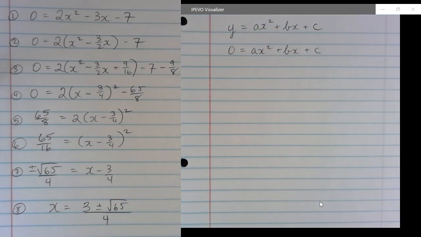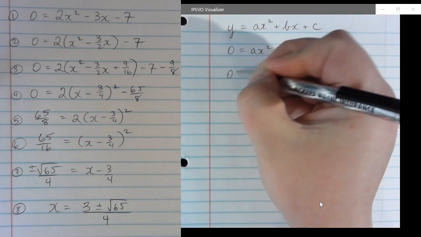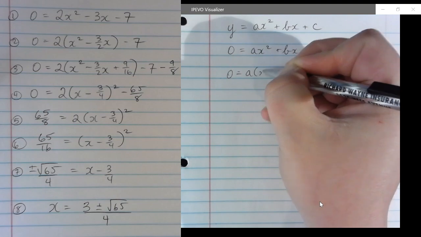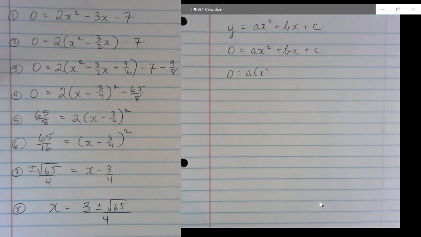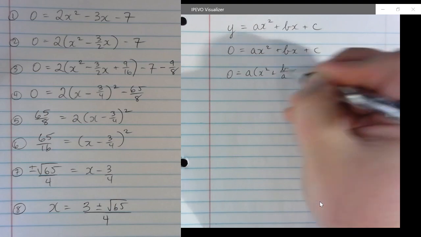All right, what did we do in step 2? Well, in step 2, we factored out the coefficient of x squared. Well, in this case, the coefficient is a. So I'm going to factor out a. A factored out of here makes that x squared, and it makes this b over a times x.